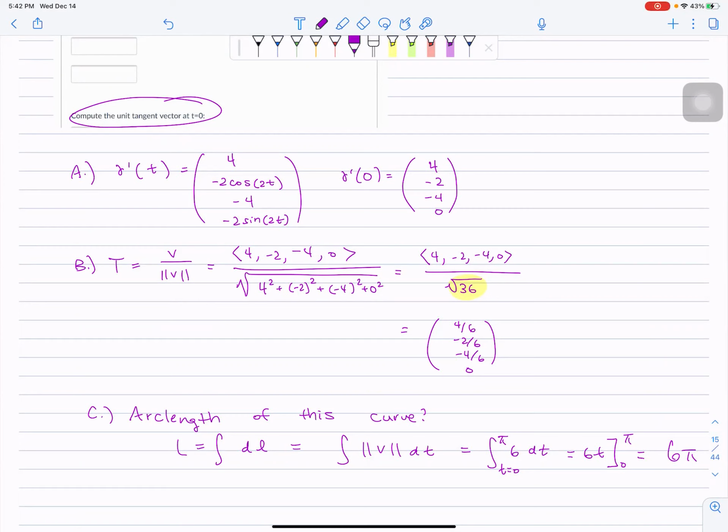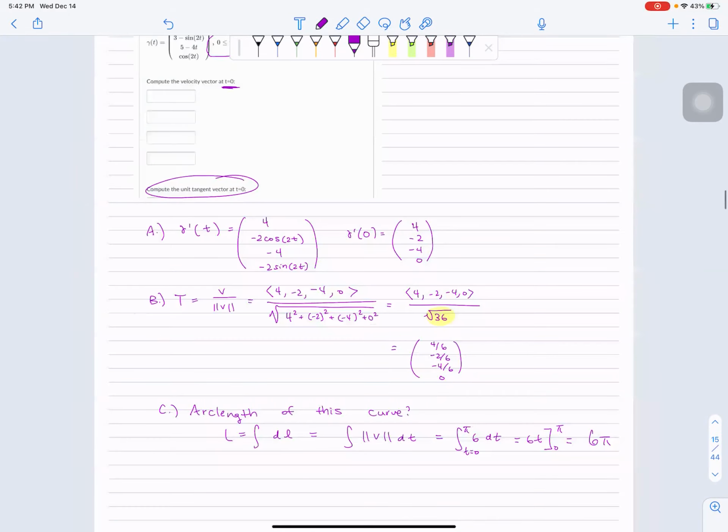Any questions so far? Okay, so let's move on to matrices then.